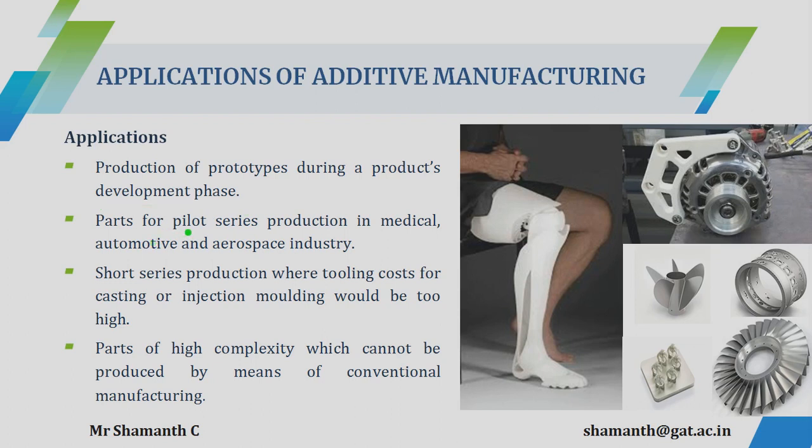And then parts for pilot series production in medical, automotive and aerospace industries. Pilot series production is nothing but the initial series of production. So during that initial series of production, you go for additive manufacturing. Then short series production, where tooling costs for casting or injection molding would be too high. When you have this situation, you can easily shift over to additive manufacturing rather than using the conventional methods. Then the next application is parts of high complexity which cannot be produced by conventional manufacturing; you can use additive manufacturing as well.